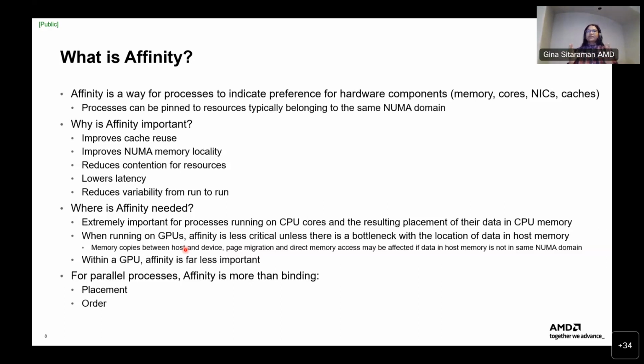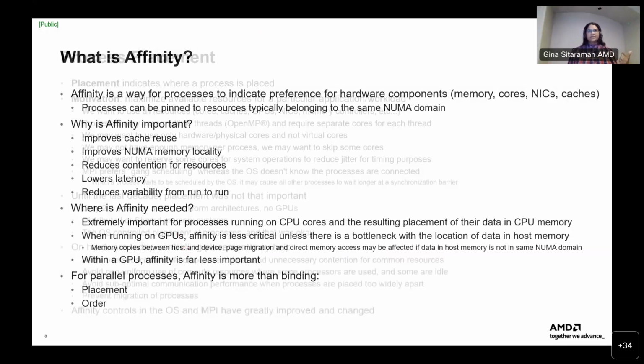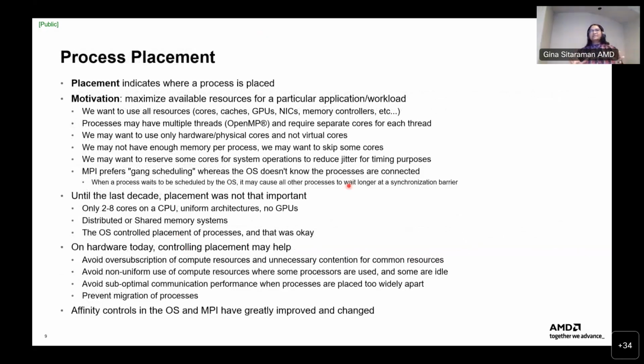When I say Affinity, I might use some other terms interchangeably. I might say pinning processes and their threads to cores, pinning or binding. But Affinity is more than just binding. It can involve placement and order. Let's take a look at what those terms mean. Placement refers to the policy of where a process is going to be placed.